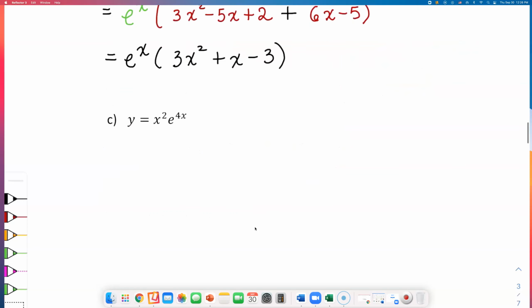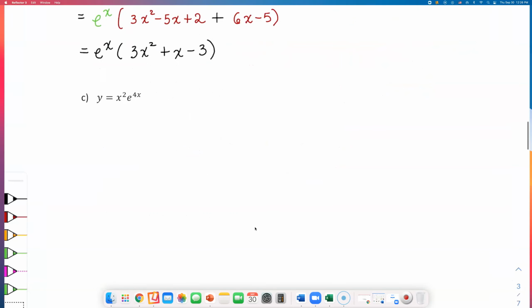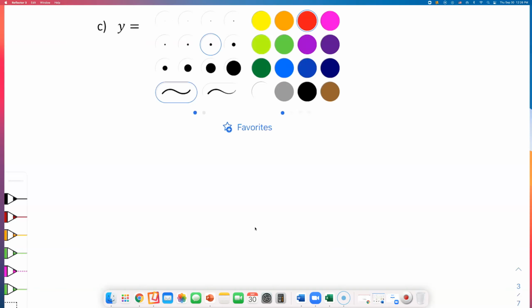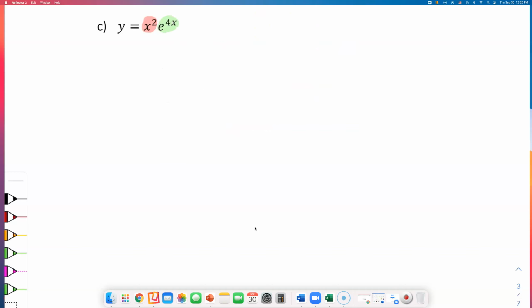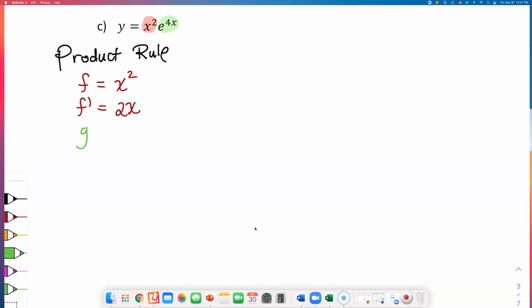All right, let's do one more. I think one should be enough. Yeah, this one is a product rule problem. You can see that the product is x squared times e to the 4x, right? So we have a product rule, so I should use the product rule again. Okay, so first I'll say f is x squared, then f prime is 2x. I'll say g is e to the 4x. How do you take the derivative of that? You learned it on the previous page, right? That is 4 e to the 4x.